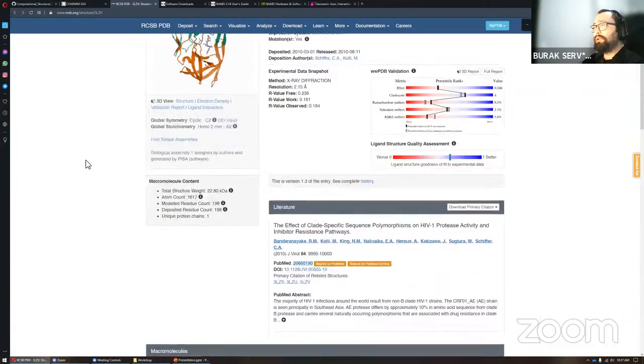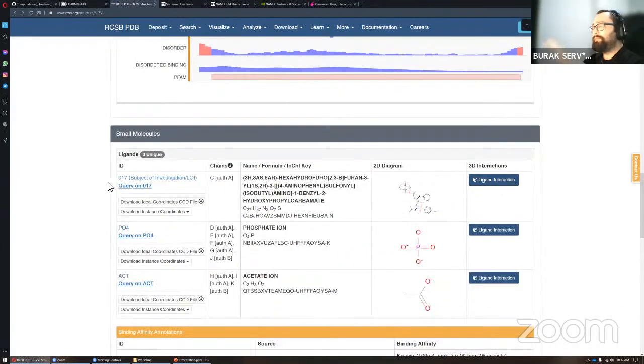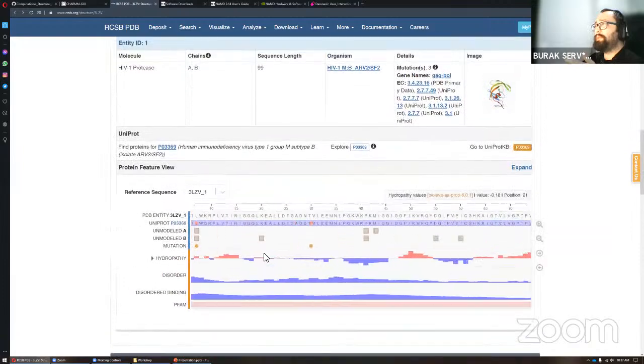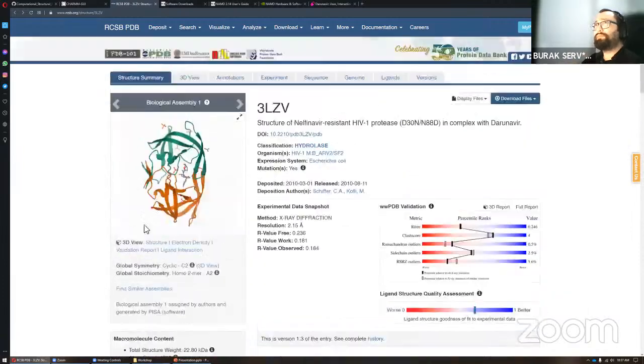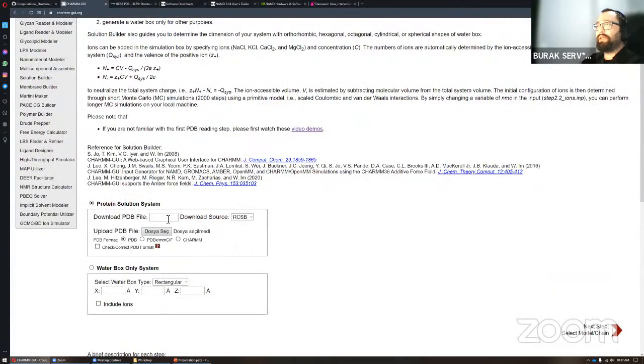Perfect. Now I want to check this part. In our structure, we have a small molecule, darunavir, and also phosphatidine and acetate ion. Now we can call this PDB on CHARMM-GUI, and I want to copy this ID. Now we can paste it. Now on the right side, you can see we're gonna continue to the next step.